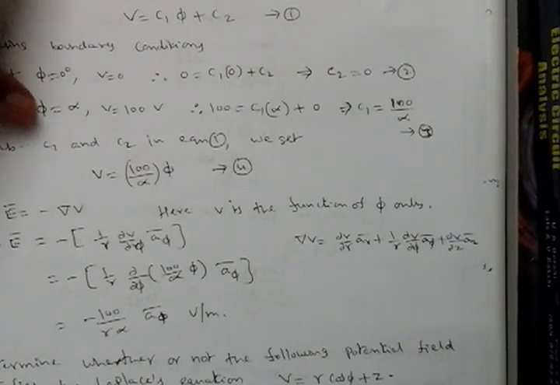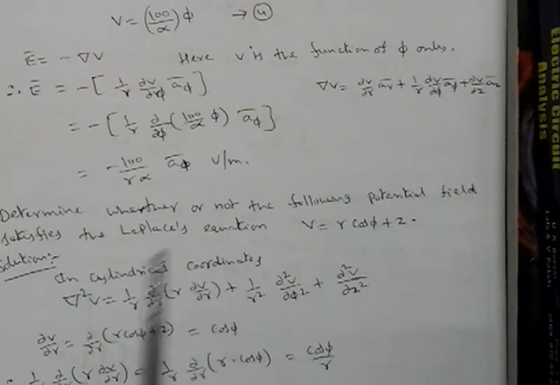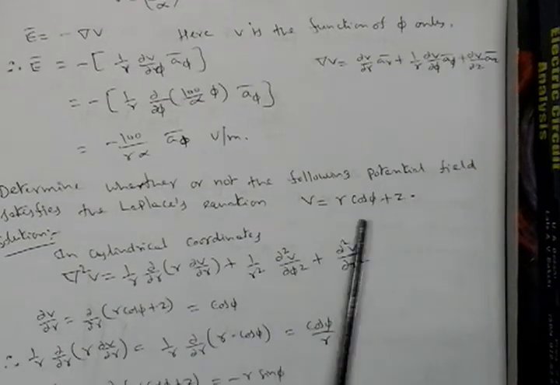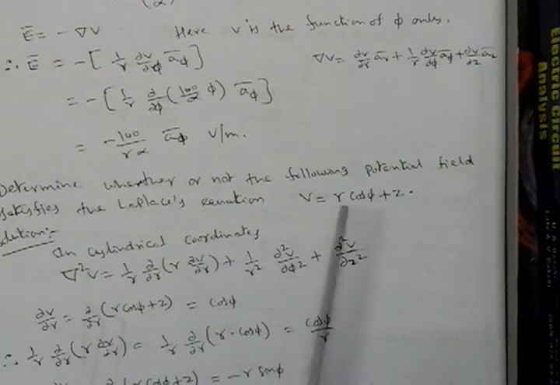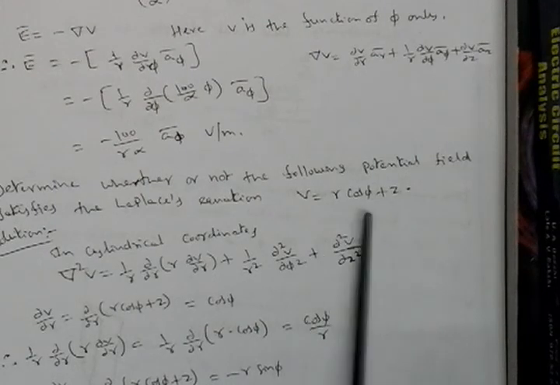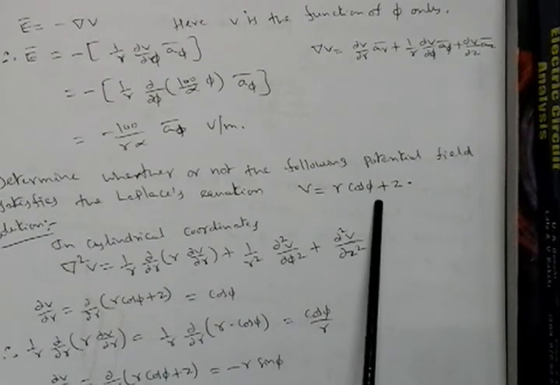Okay, next one, general example. We'll see one more. Determine whether the given field satisfies the Laplace equation or not. V is equal to what? R cos phi plus Z. So R cos phi plus Z means the variables are R, phi, Z only. That means it is cylindrical coordinate.